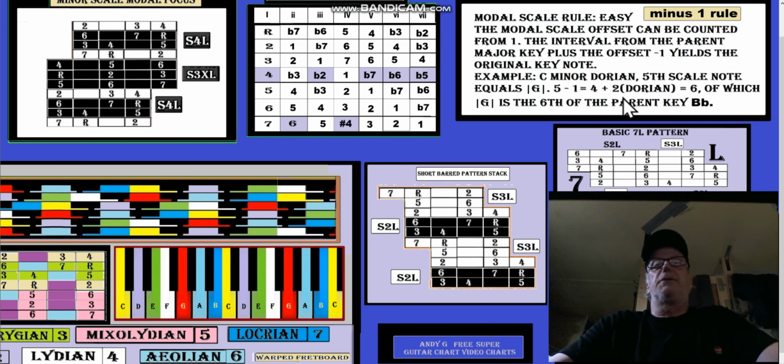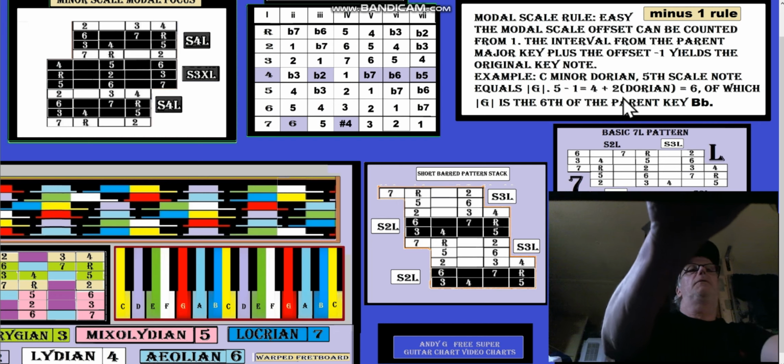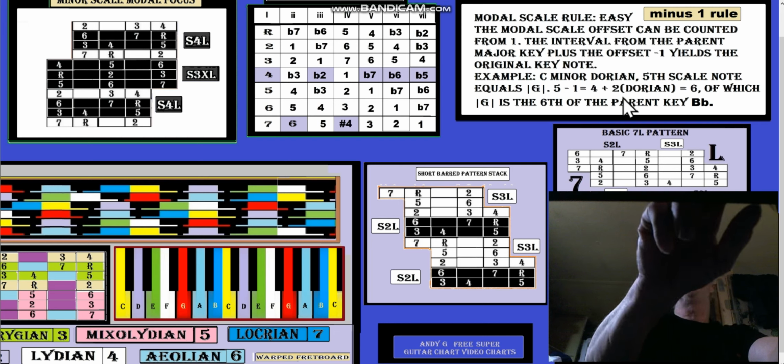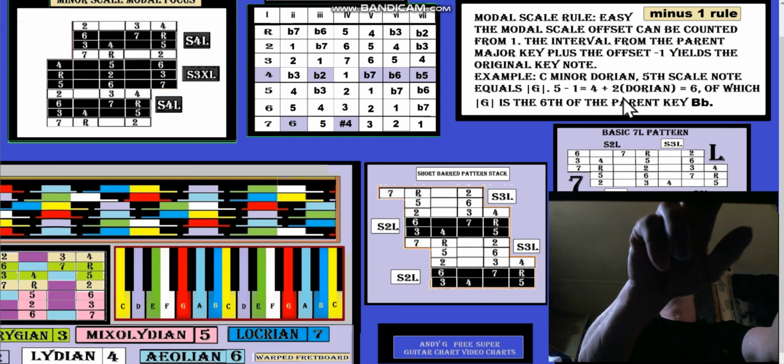So if it's the minor third, that's 1, 2, 3. 3 minus 1 is 2, but it was the third, so it's the fifth of the original scale, and it is.